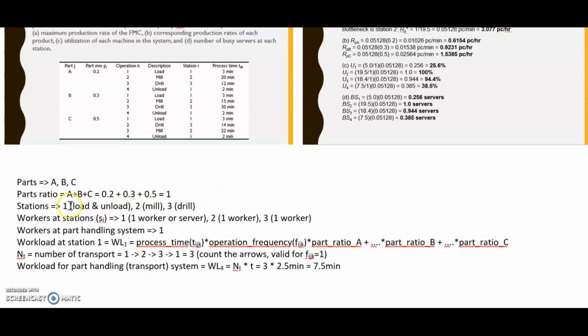Then there are 3 stations. One is for load and unload. Station 2 for milling operation. Station 3 for drilling operation. Number of workers at stations: Station 1 has 1 worker. Station 2 has 1 worker. Station 3 has 1 worker. In the text, they use the word server. Workers at the part handling system is 1.